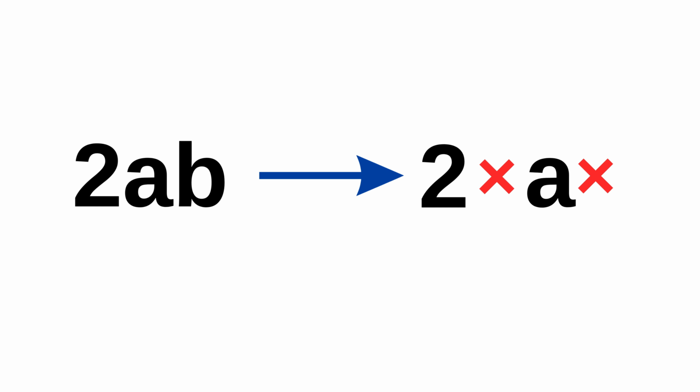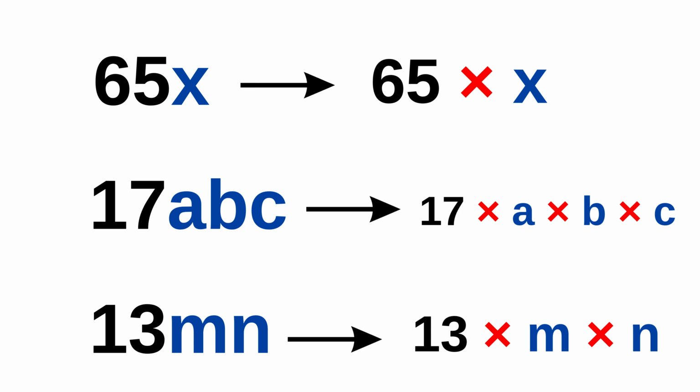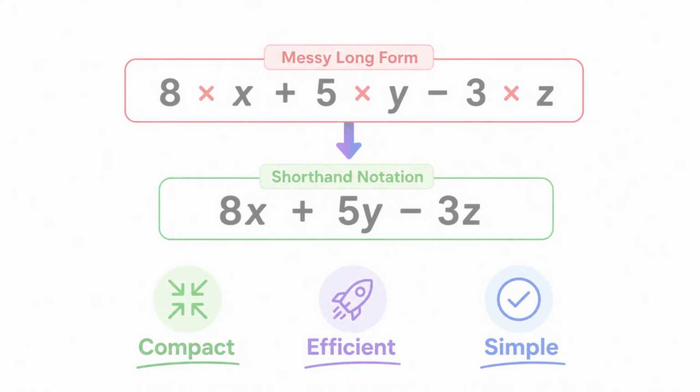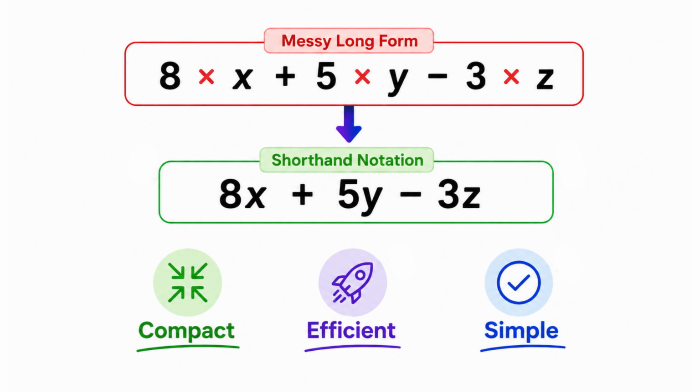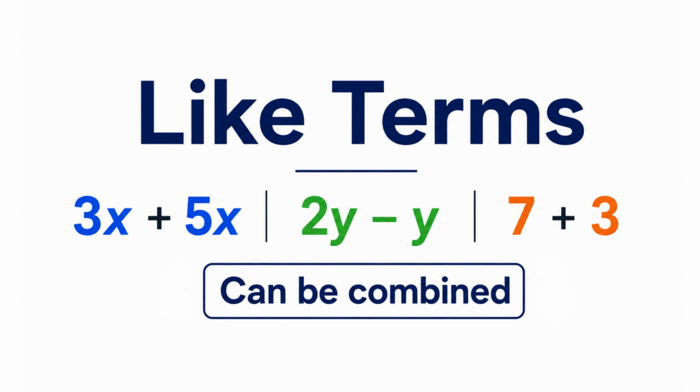Similarly, 2ab means 2 into a into b. Whenever numbers and variables are written together, multiplication is automatically understood. This shorthand notation makes algebra compact and efficient. Now, let us simplify expressions involving like terms.